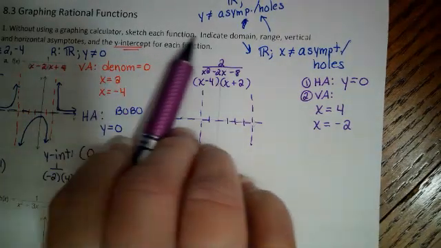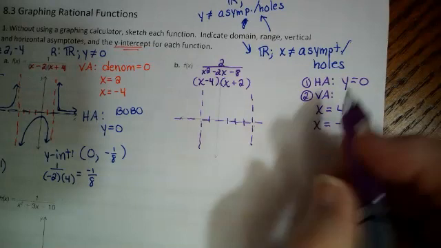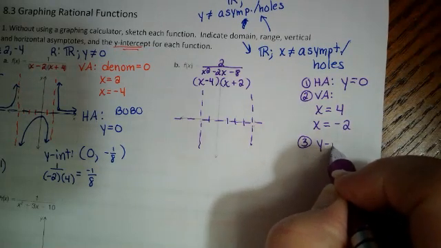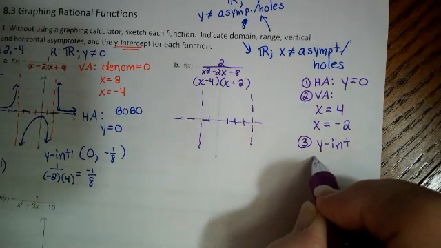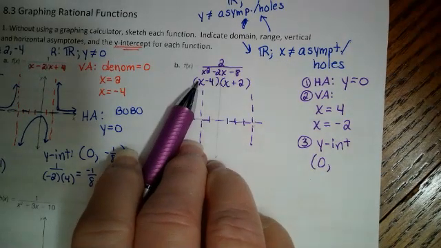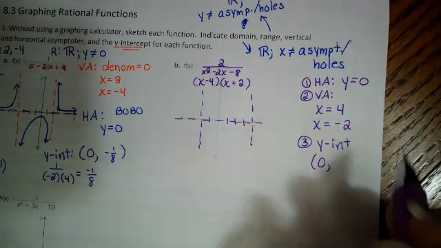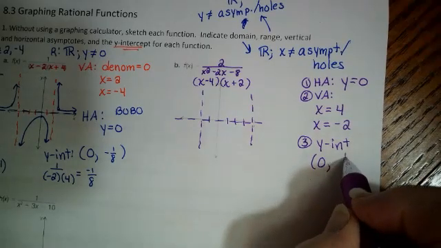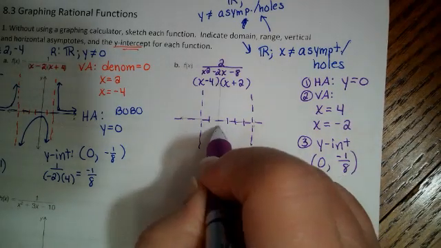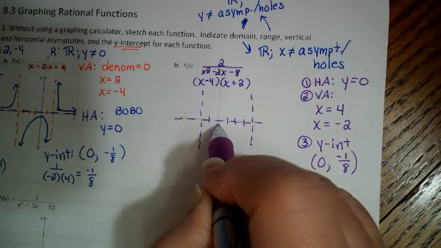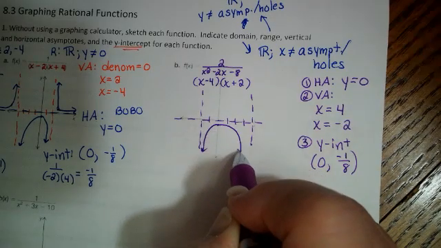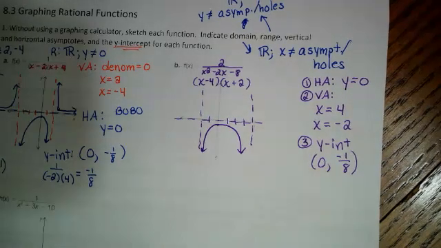Now they asked us to find the y-intercept. That will be helpful. To find the y-intercept, we're going to put 0 in for x. And that would be 0 minus 4 and 0 plus 2. So I think that's negative 1/8. That sounds familiar. So it's down here. So my center section goes below the x-axis.